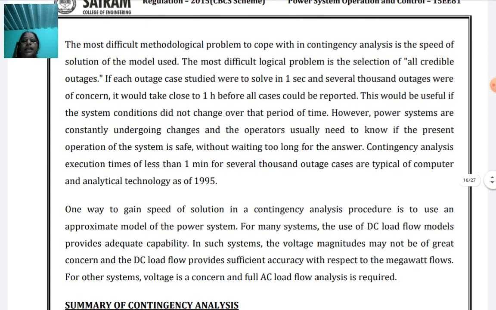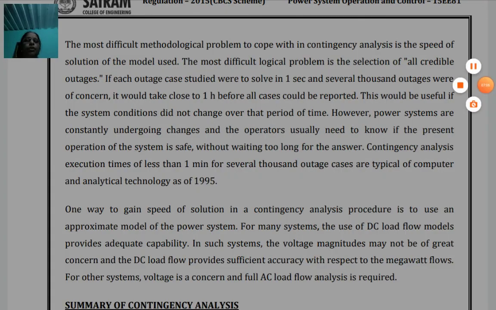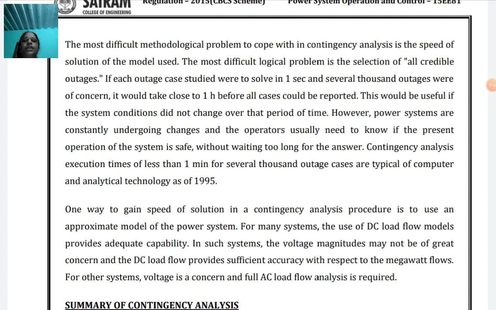In contingency analysis, what is the most difficult methodological problem? The speed of solution of the model used. Because if there are 10 outages or 10 generators, each outage has to be checked, and at the same time the outage of every generator and every line should be checked. Therefore the speed of solution of the particular model used is reduced. So the most difficult logical problem is the selection of all credible outages.